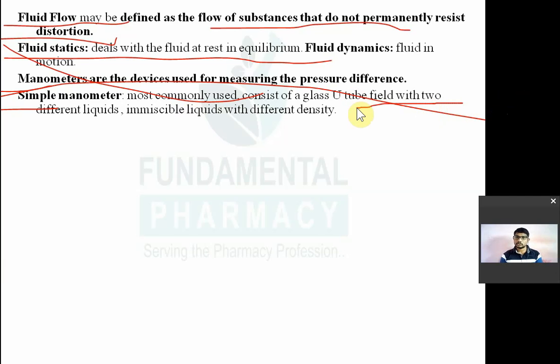So, a glass U-tube filled with two different liquids, liquid A and liquid B. They may have different densities. So it is a simple manometer, and it will have two immiscible liquids. Those liquids will be immiscible.